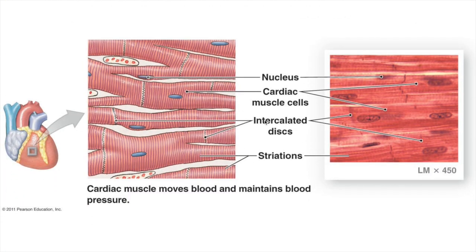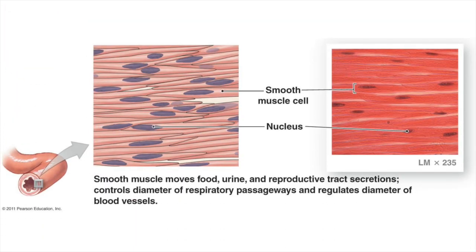Then cardiac muscle is found in the heart, and we'll learn more about it actually next semester. Smooth muscle is found in our hollow organs, like in the digestive tract and in blood vessels. It's involuntary, and we'll learn about it more next semester also.